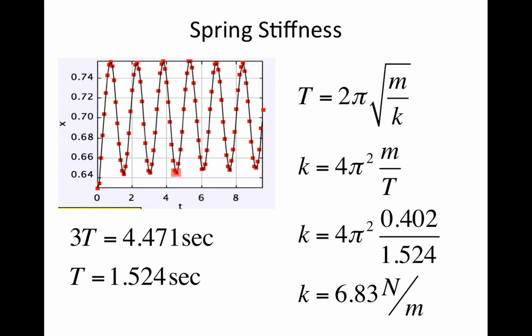In order to find the spring stiffness, I used the equation for period, which is the time needed for a complete oscillation of the spring to occur. I used the time for 3 periods from the Tracker graph and found T, which is 1.524 seconds, and then solved for the spring stiffness k, which is 6.83 newtons per meter.